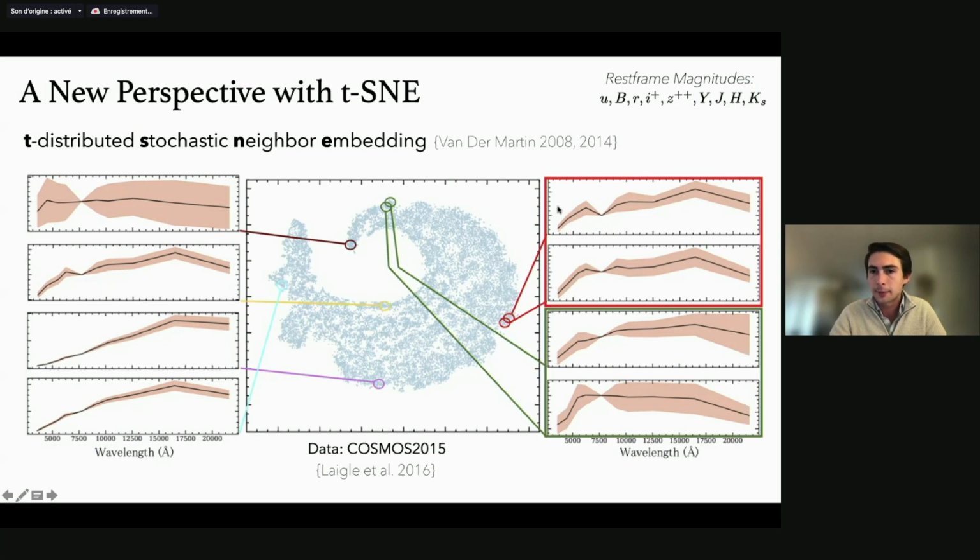So here, for example, in red are 2 SEDs or 2 galaxies that end up very close nearby in this t-SNE map, and they have very similar SEDs. Same thing with these 2 in green. So in principle, t-SNE is able to cluster galaxies with similar SEDs, so one would expect then that we can then use it to go and look at quiescent galaxies.